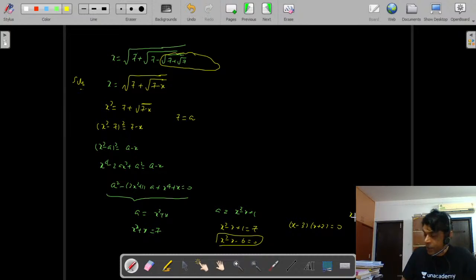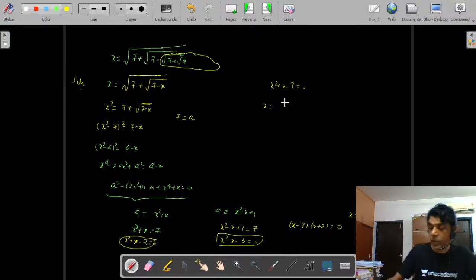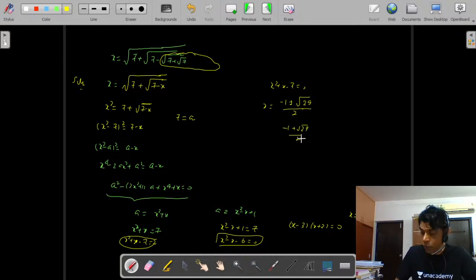Let's check this one. It is x squared plus x minus 7 equals 0. This indeed gives you real roots. Let's write here, x squared plus x minus 7 is 0. That gives you negative 1 plus or minus root of b squared minus 4ac, so that is root 29, over 2. So you are getting negative 1 plus root 29 over 2 and negative 1 minus root 29 over 2.